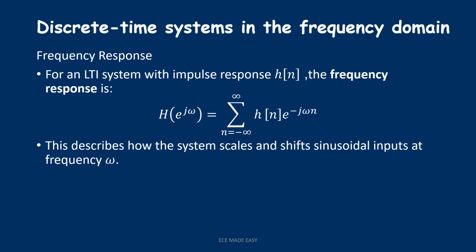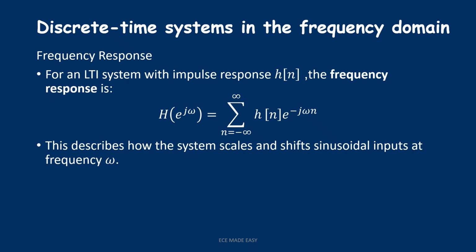Any LTI system which has the impulse response h of n can be represented in frequency domain. The frequency domain representation of any discrete system is denoted by H of e to the power j omega, which is given as summation n equal to minus infinity to infinity h of n e to the power j omega n. This equation can also be derived using the Z transform equation.